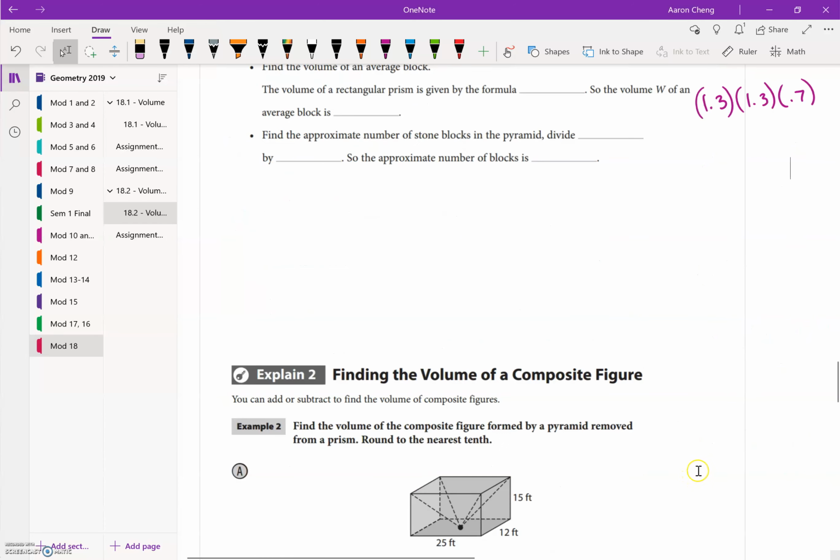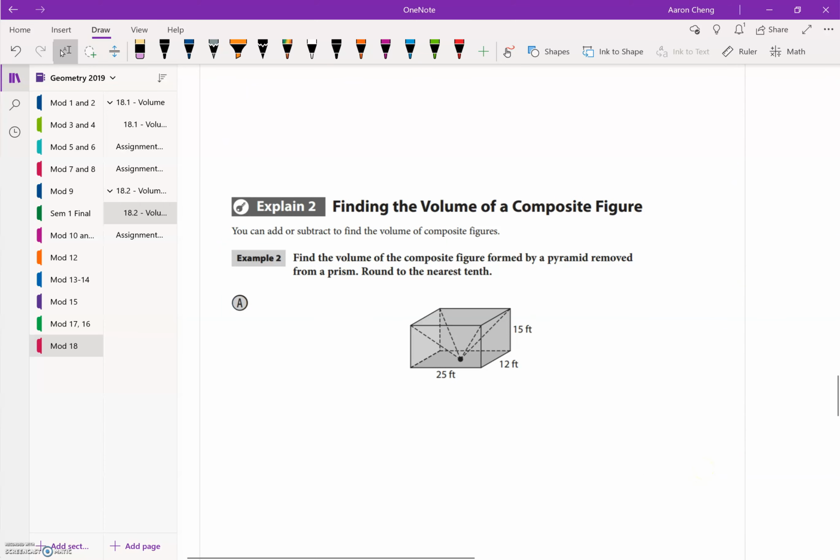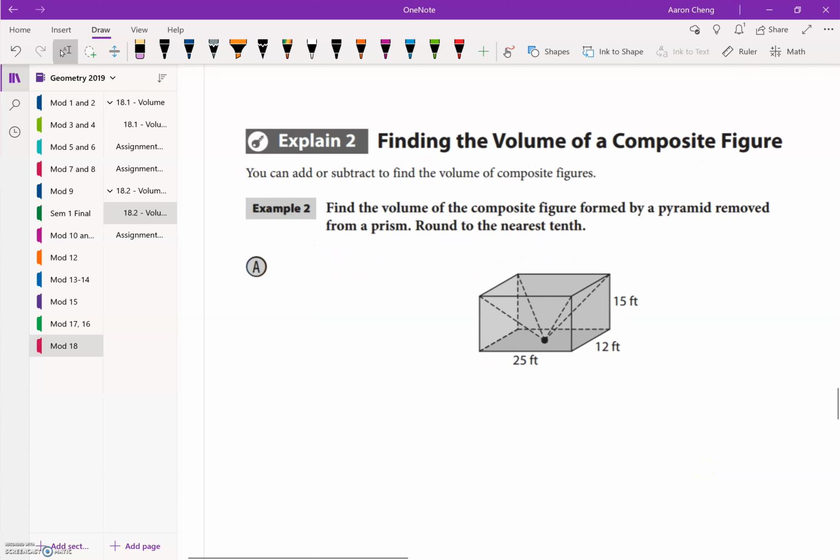But there you go. All right, the next part we're going to do is talk about composite figures. And there is an easy way to do this problem, and there's a hard way to do this problem. And I want you to start thinking about easier ways to do problems. Now, the way that we can think about this is it is a cube, and we are removing a pyramid.